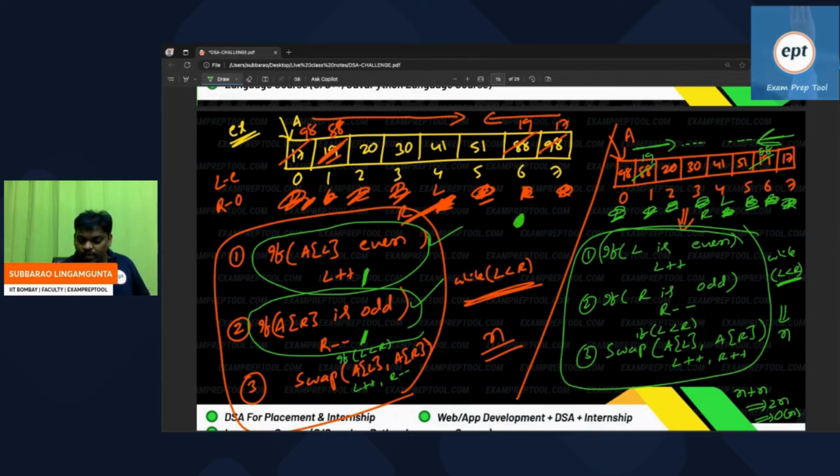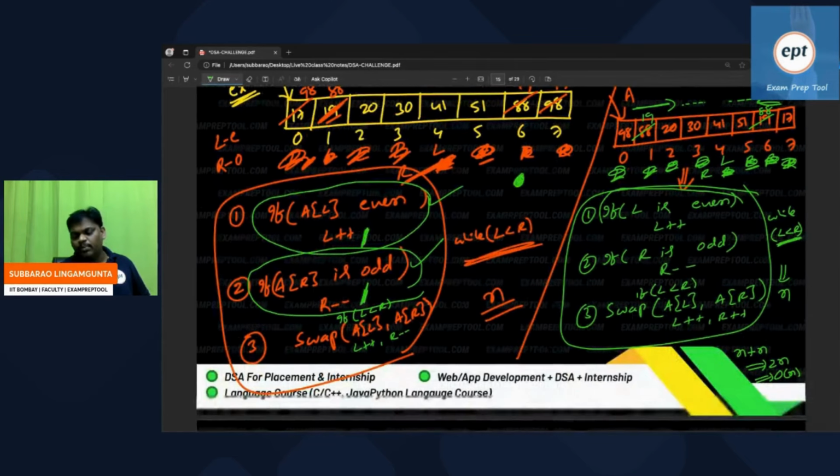Whenever both have stopped, check the condition: is L less than R? If yes, then swap it. After swapping, increment both of them. Here also, see this one. If L is even, but remember here L is positions. After an even position, an odd position will come.